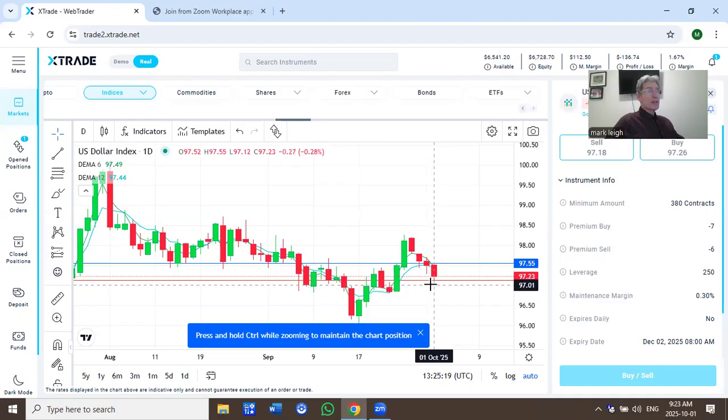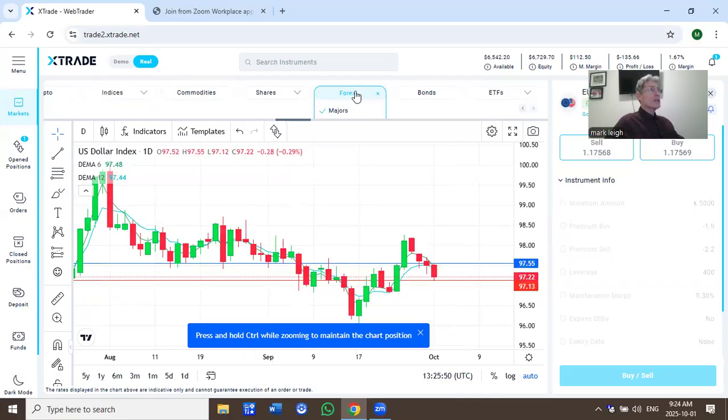We often see during the US session a turnaround, and we've seen it the last 2 days from weak US dollar to not strong US dollar, but certainly recouping a lot of the gains. You see the wicks left behind. So far today, solid red candlestick and weak US dollar going into the US session. I've got resistance at 97.55 and support at 97.13.